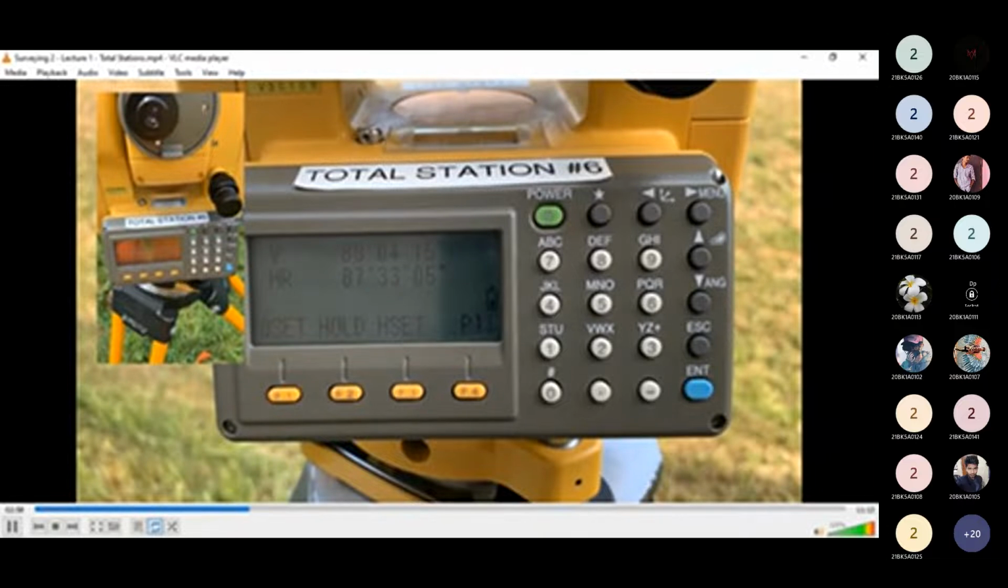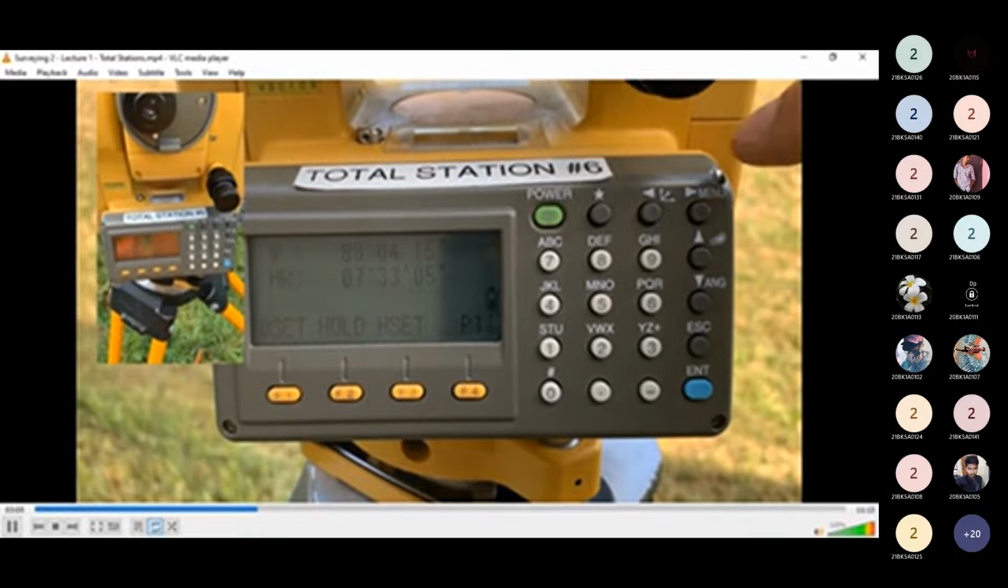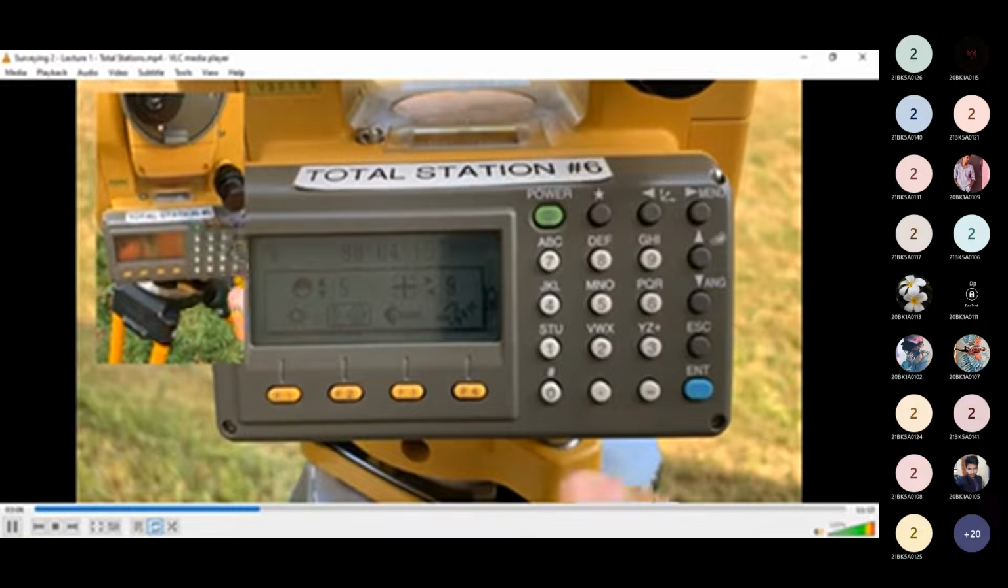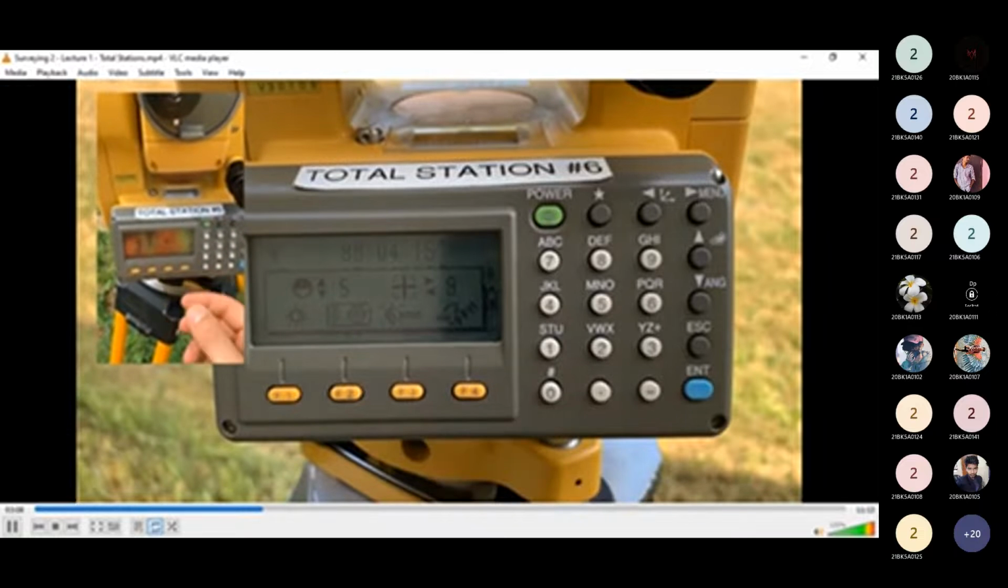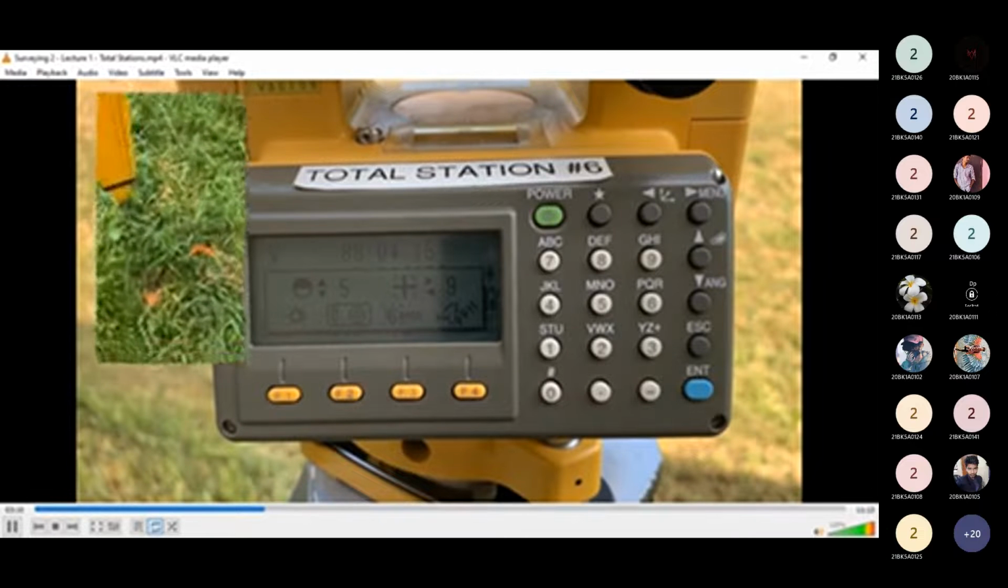So that's a laser that comes out the base of the total station, and that shows us the exact point that we've set up our total station over. To access that, we can push the star button, and for F3, that turns our laser on. So you can see our laser turns on.